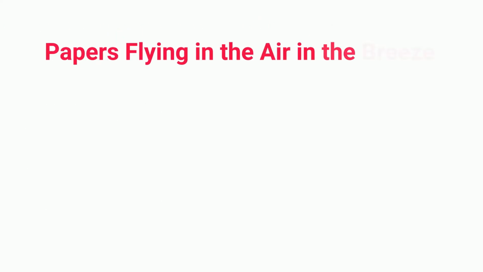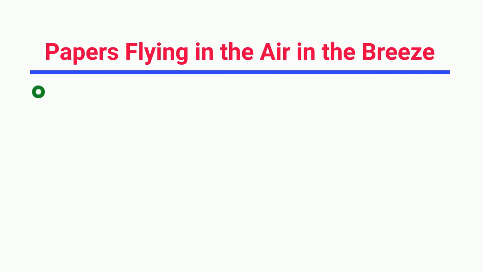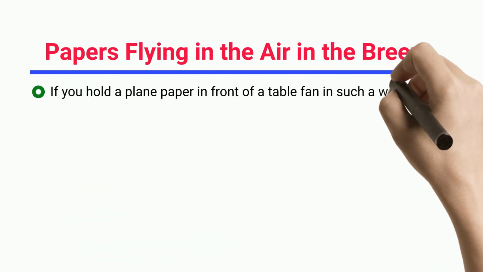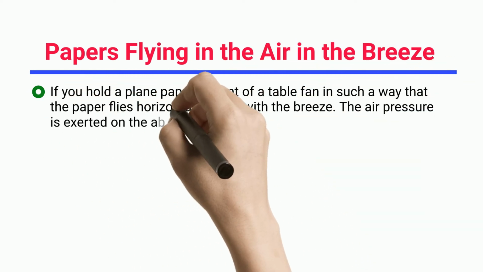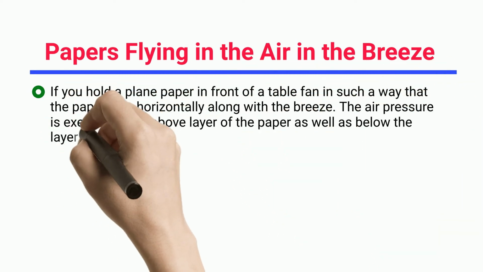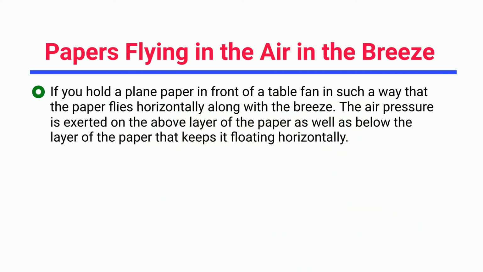Papers flying in the air in the breeze. If you hold a plain paper in front of a table fan in such a way that the paper flies horizontally along with the breeze, the air pressure is exerted on the above layer of the paper as well as below the layer of the paper, which keeps it floating horizontally.